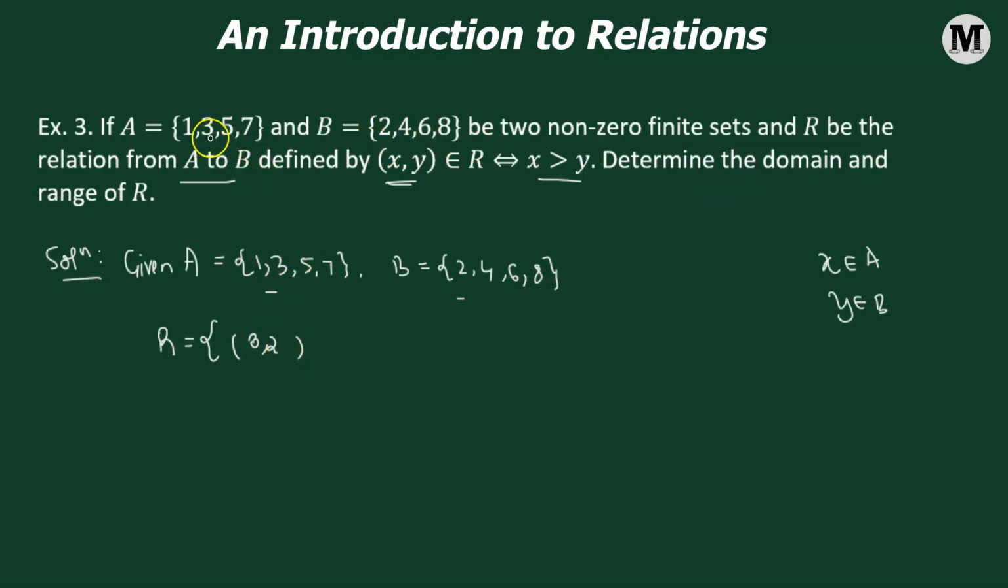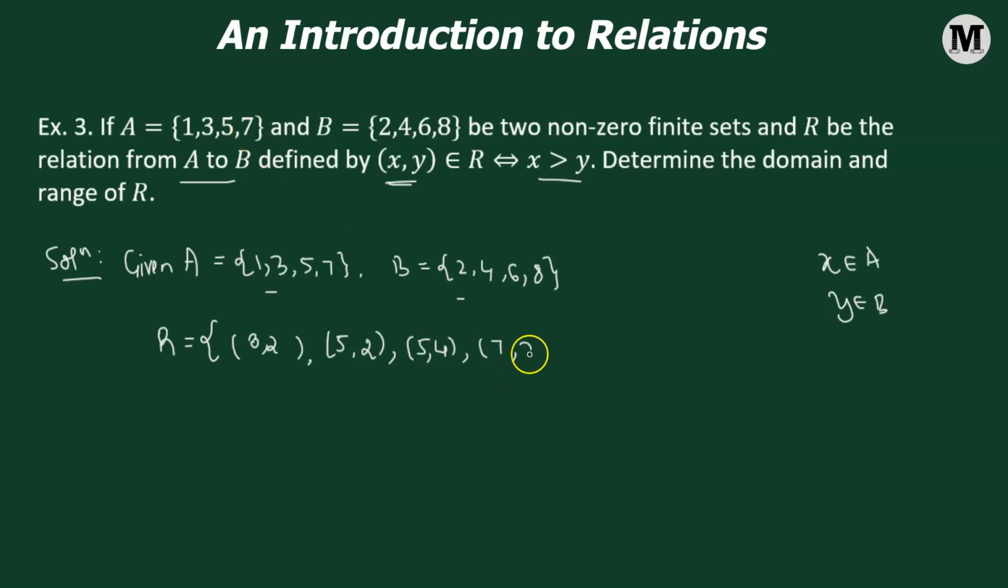That's the only ordered pair possible if we consider the element 3 from the set A. Moving on, we are going to take the third element from set A, which is 5. We can observe that 5 is less than the element 2 in set B. 5 is less than the element 4 in the set B. And then we are going to consider the element 7 from the first set.